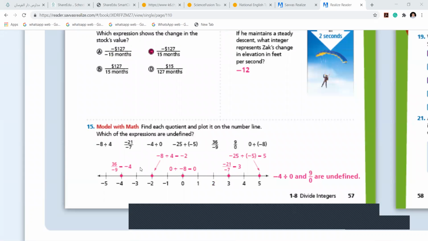Girls, you have to just show this on the number line. Please just write down. I don't want to explain much here. 8 divided by 4 is minus 2. You need to show here minus 2. Both are negative, so the answer is positive 3. You will show here this is positive 3. Where is positive 3? Here. Then 0, it's at 0 exactly.